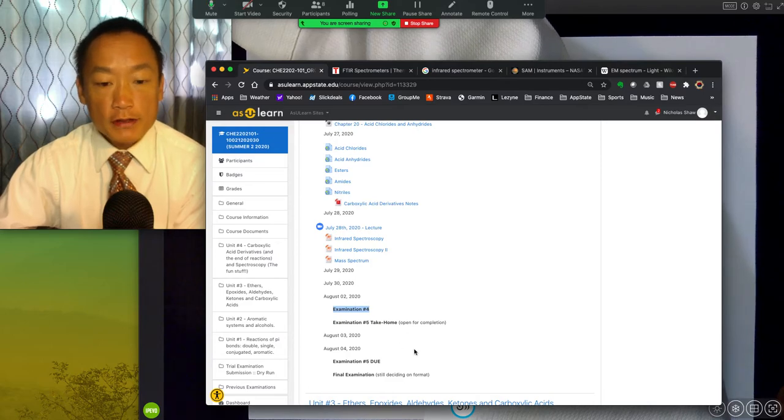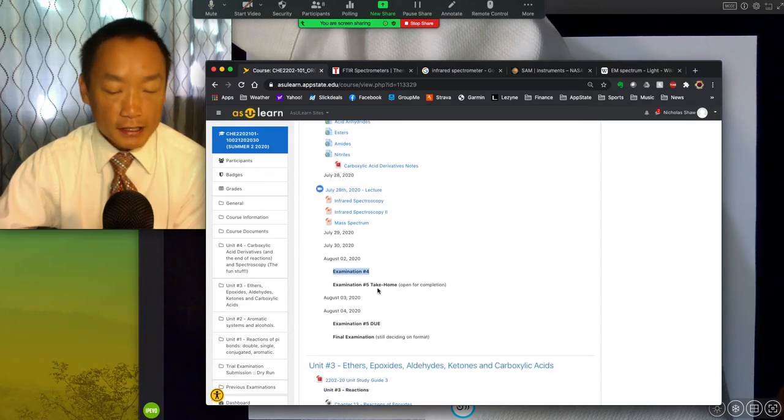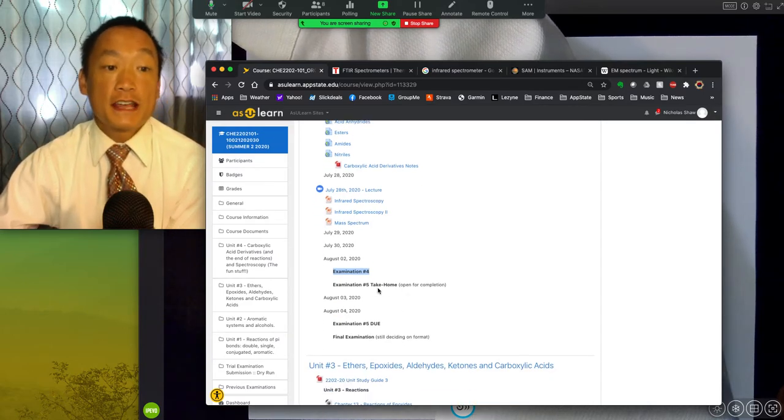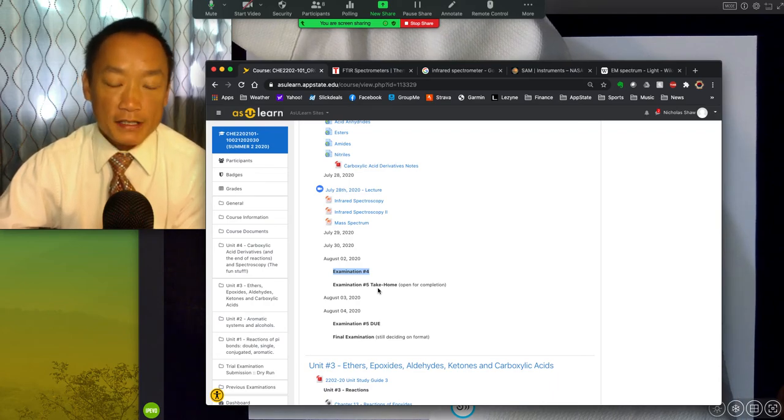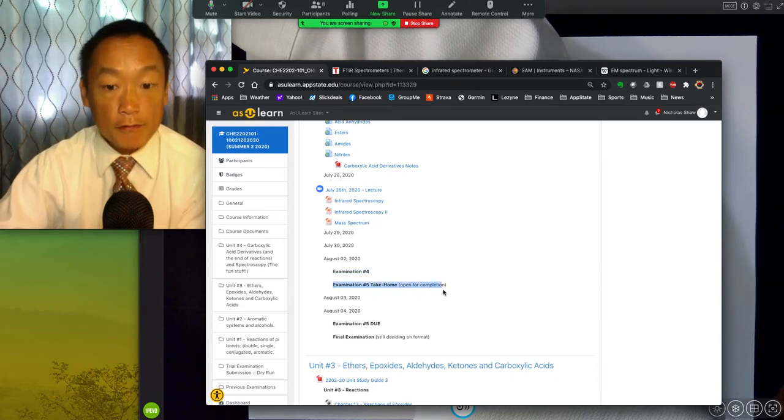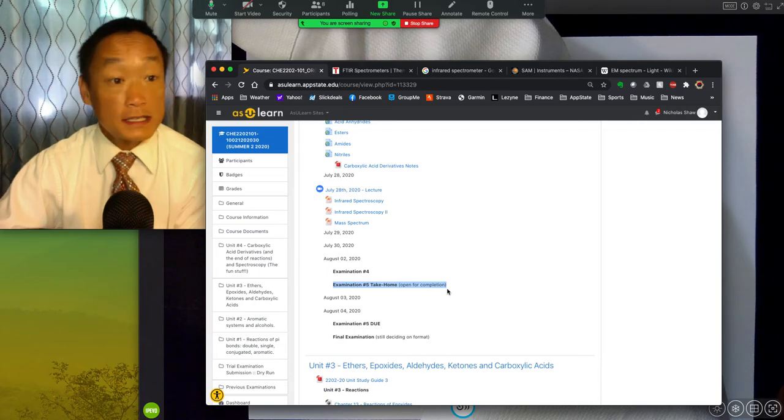At that point, then you will also be getting examination number 5, which is a take-home, and it's called a composite problem. And basically the idea is you will be using infrared spectroscopy, mass spectrometry, and nuclear magnetic resonance to deduce the structure of a compound for examination number 5. And that shouldn't make any sense to you right now, and that's good. We'll get to that point, but be aware that that's what take-home number 5 is.